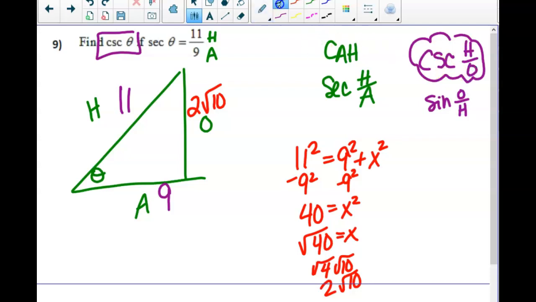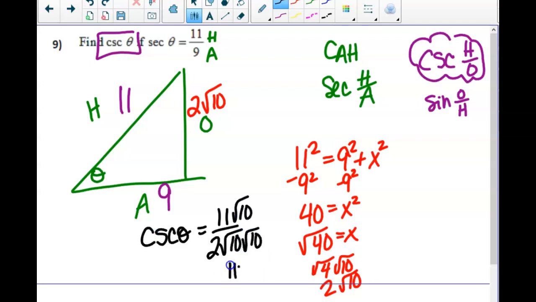If only that was a nice answer. Hypotenuse over opposite. So what do we have to do? Just multiply by square root of 10, so the top becomes 11 square roots of 10. What happens on the bottom? Square root of 10 times square root of 10 is 10, times 2 is 20. Can we reduce that? No, the 10 is in the radical, the 20 is not, so those don't reduce, and 11 and 20 don't have any common factors, so this is the answer we were looking for.